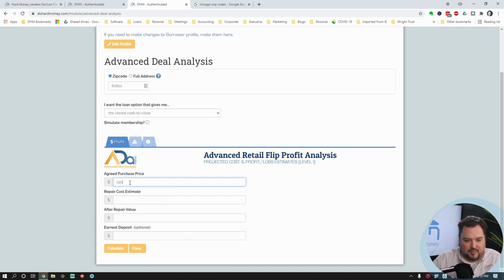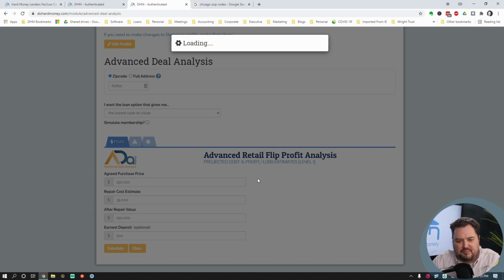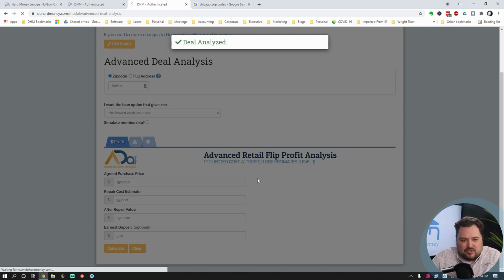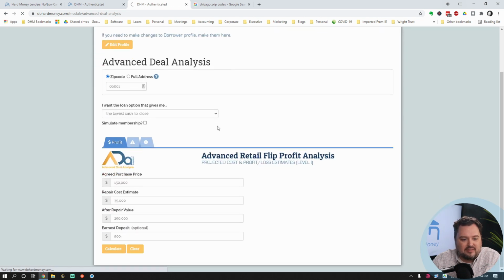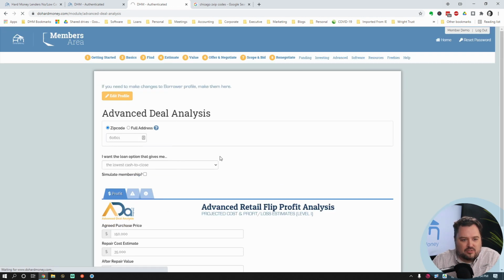But let's say you've got this property under contract for $150,000 and your repair costs were going to be $35,000. Let's say the after repair value is going to be $250,000. I'm just using simple numbers here. Let's say you've got $500 as earnest money. So this is going to load up and let us know exactly what we're looking at. What we're talking about here is how much it's really going to cost you to do the flip, like title fees and hazard insurance and different things like that lots of people just don't plain think about when it comes down to it.